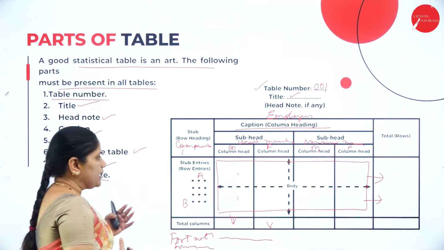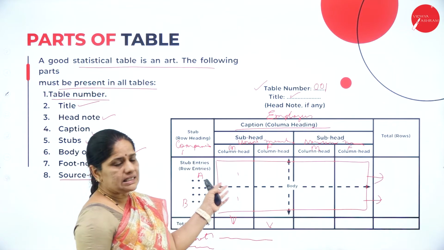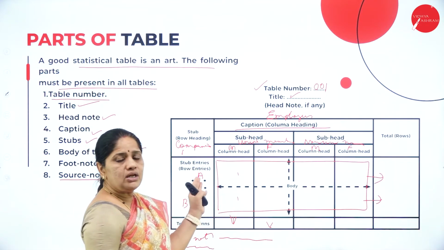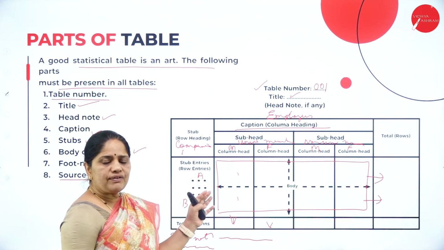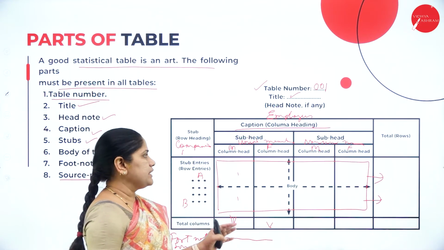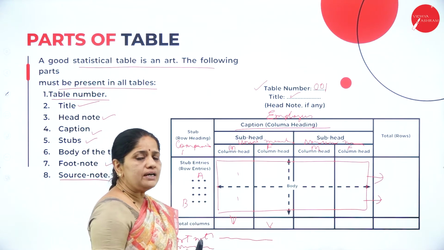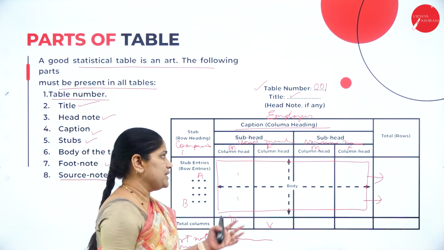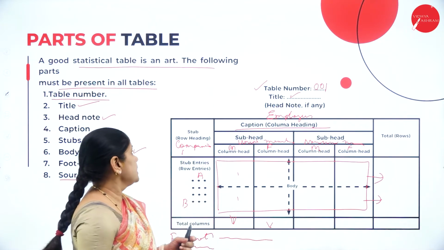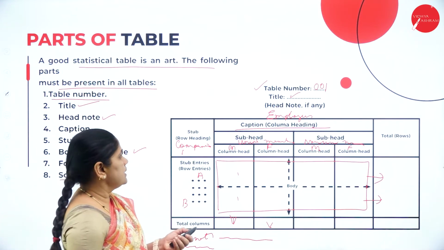He should be able to give maximum information, whatever he has collected, in the form of a table, so that it will facilitate comparison, it will facilitate the analysis of the figures, and it will give a descriptive study of whatever the study is. You can collect a lot of information when you go through the table. So this is relating to parts of the table.